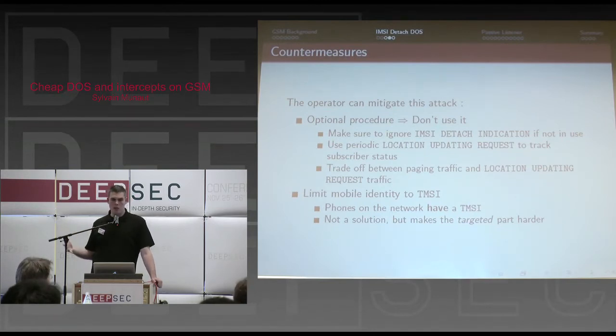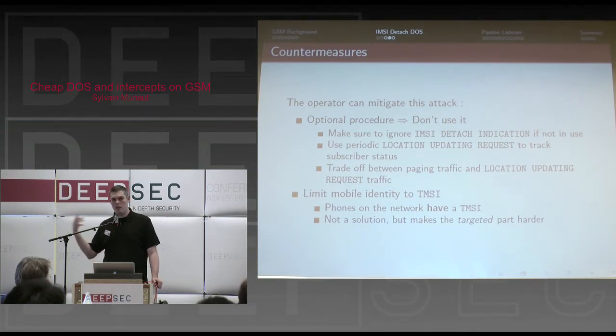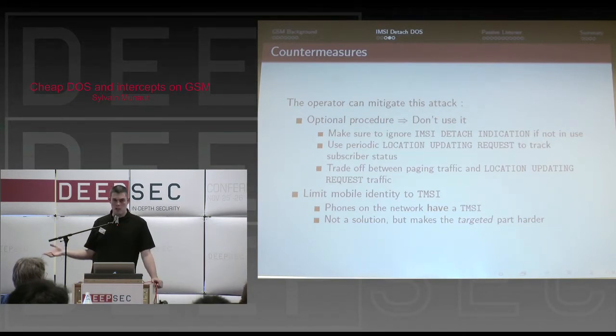To try to track the user, you can use the periodic location update. That is, you force the phone to periodically ping the network, but this comes at a cost as well, since the phone will use some control channel for some time. So it's basically a trade-off between useless paging traffic and almost useless location updating request traffic.